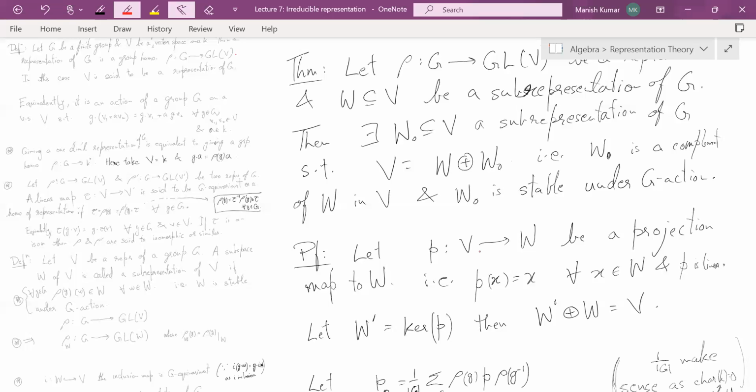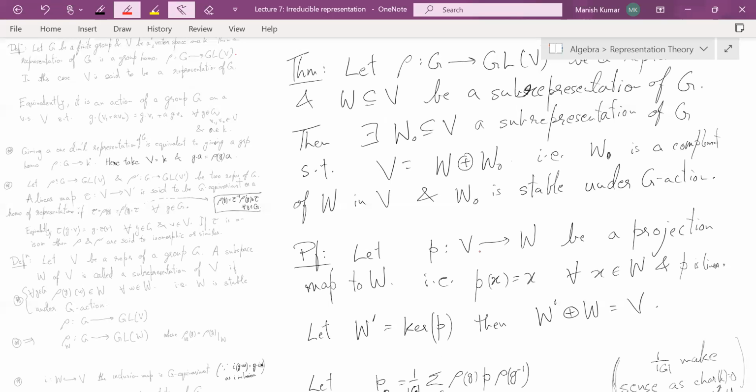A way to construct a projection map is to start with a basis of W and then extend it to the whole of V. Those basis vectors which are not in W, you send to 0, and those which are in W, you assign the identity map. That will give you a projection map. So you start with a projection map onto W, which means Px is x for all x in W, the image of P is in W, and P is linear.